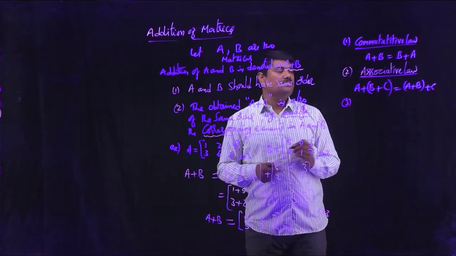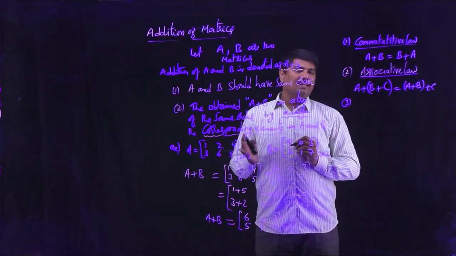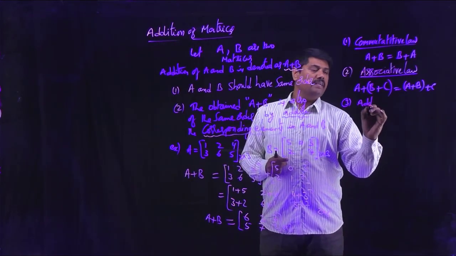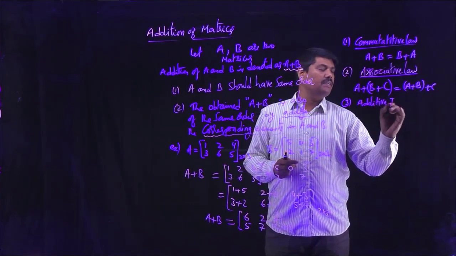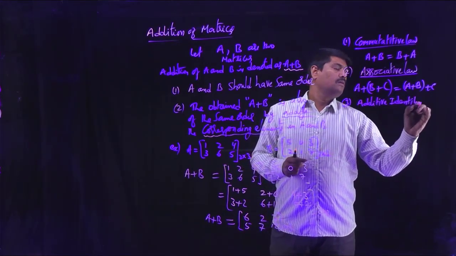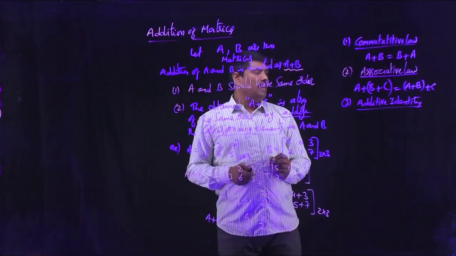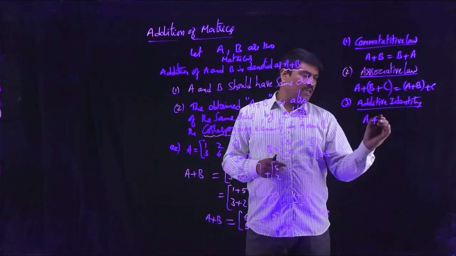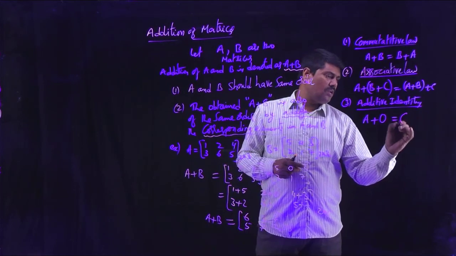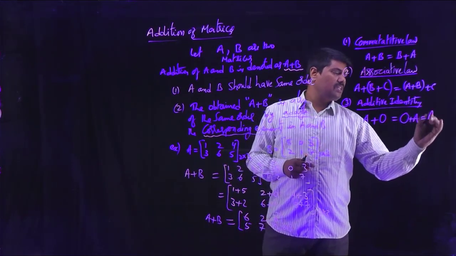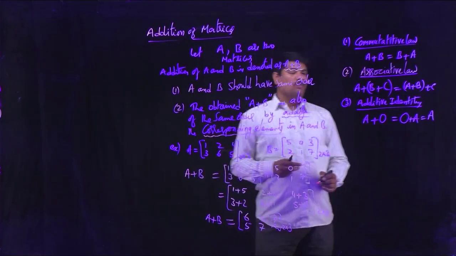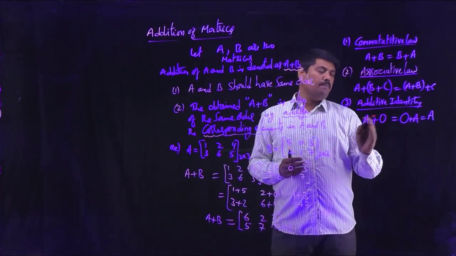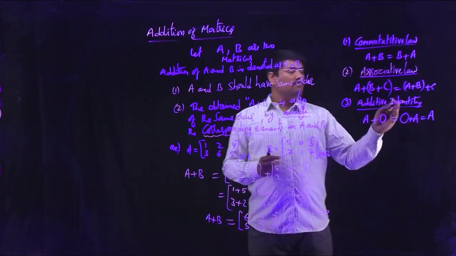The third point is that the null matrix is said to be the additive identity with respect to addition. Third point, additive identity. Here the null matrix is said to be the additive identity. Why? Because addition of any matrix A with the null matrix, or the null matrix to A, results in the same matrix, no change of the matrix. So that's why the null matrix O is called the additive identity. So A plus O is equal to O plus A, which is equal to A.